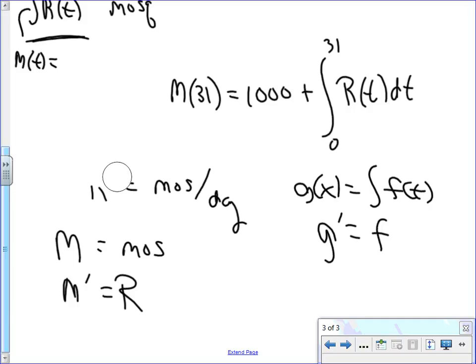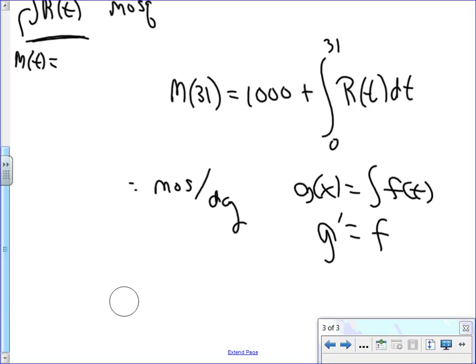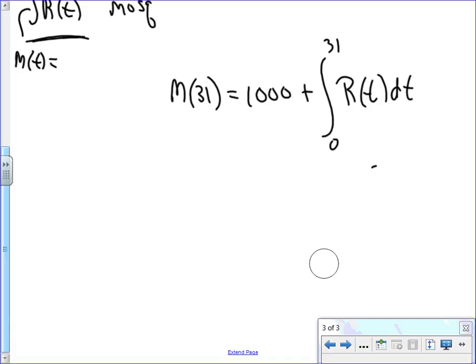Then you would say mosquitoes was the antiderivative of R2? Yes, since mosquitoes is the antiderivative of R, then R is the derivative of mosquitoes. Okay, is that helpful? Yeah. Okay, so what's the next question?